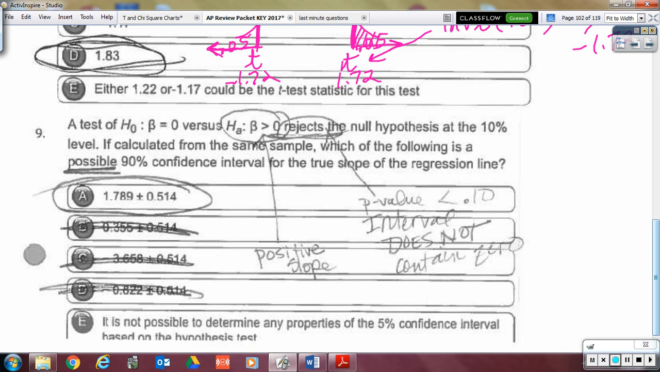Here's another one where we have the interval, and we are going to reject beta equals 0. So no 0 in the interval. It does not contain 0. And what does this alternative tell you that the slope will be? The slope should be positive. So you need to find the interval that will be completely above 0. And that gives you positive slope. So that's going to be A. That's the only interval that's completely contained above 0 for a positive slope.